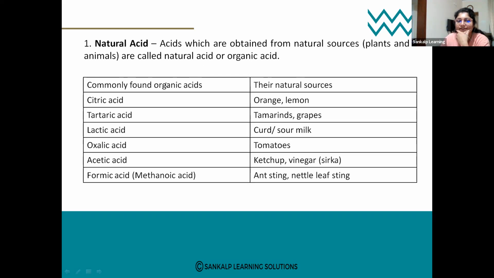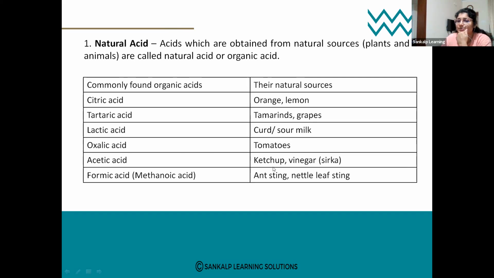So what are the commonly found organic acids? Citric acid is present in fruits like orange and lemon. In tamarind and grapes, tartaric acid is present. Then in curd or sour milk, lactic acid is present. In tomatoes, oxalic acid.